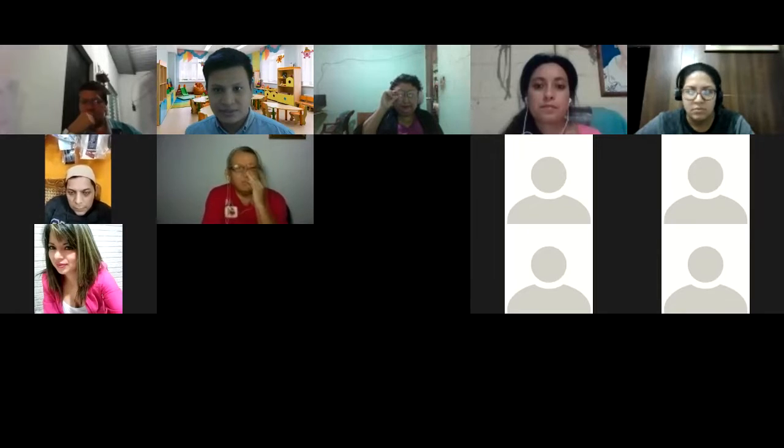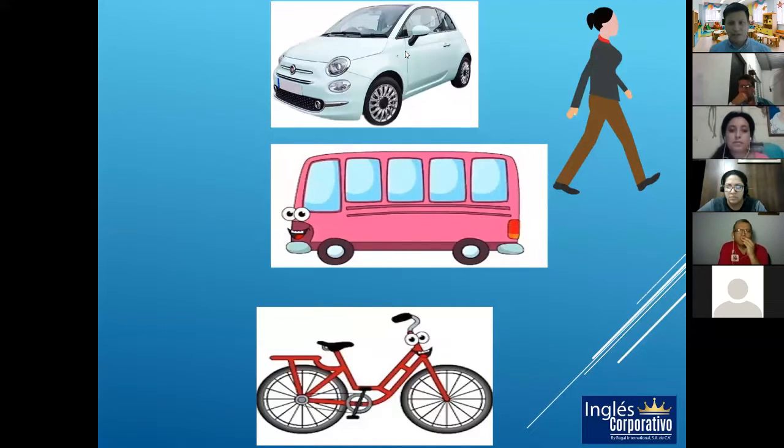Okay, here we go again. We got this one. This is some picture that we saw in yesterday's class. This is a car, right? But now we are gonna create the simple present statements. Vamos a crear oraciones en presente simple. Which verb can you use to describe this car? ¿Qué verbo pueden utilizar para describir una oración utilizando el carro? I don't have a car. Okay, I don't have a car. Really cool.